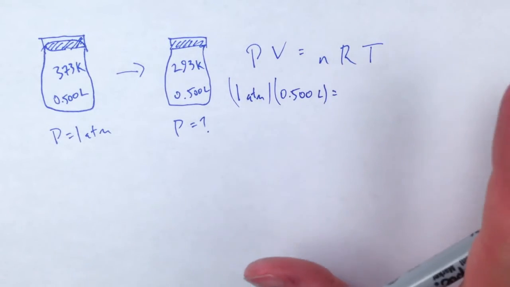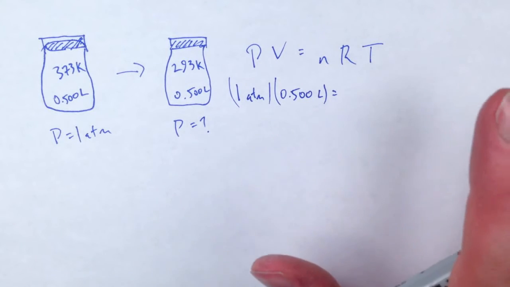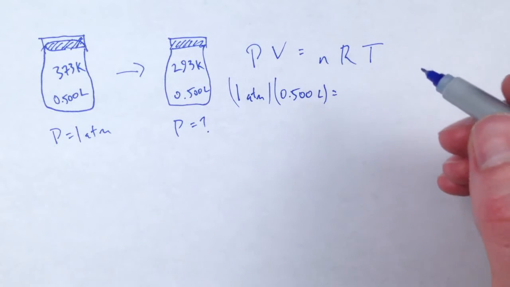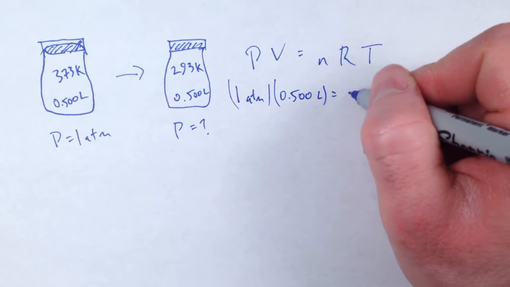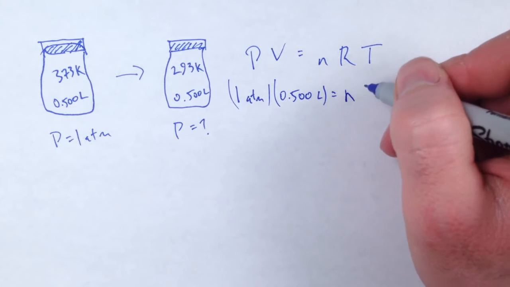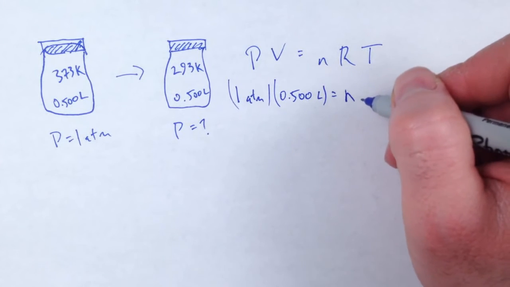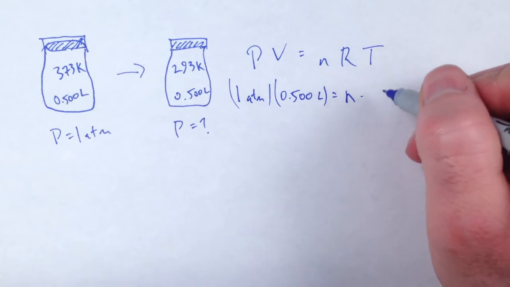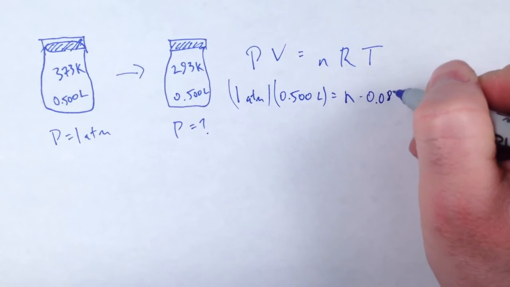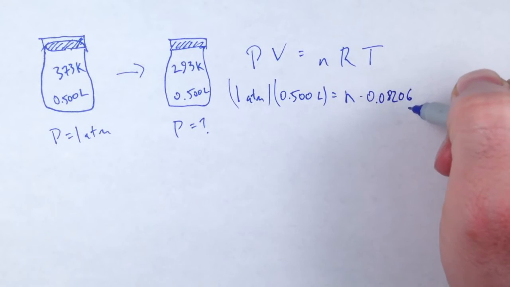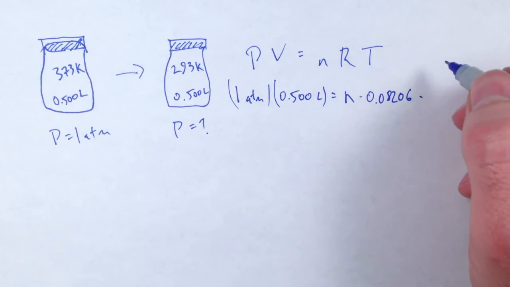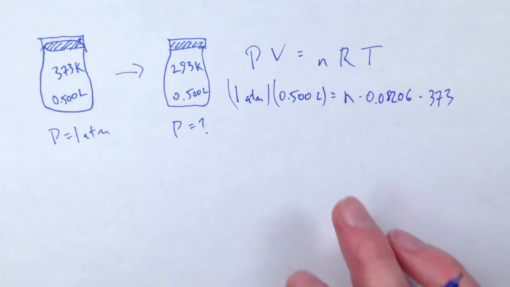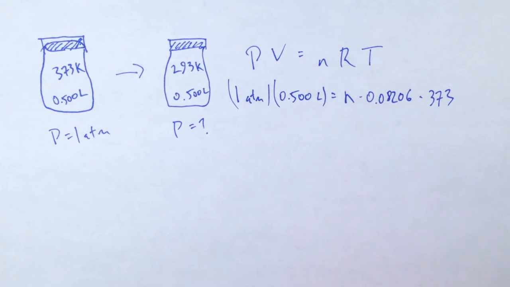Now, I'm actually not going to bother calculating the number of moles in there, and you'll see why I don't need to later. The number of moles is just n. The ideal gas constant is what it is, and the temperature before is 373. So here's one of the reasons why I don't actually need to calculate the number of moles in there.